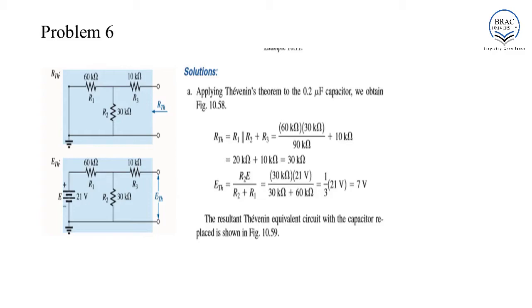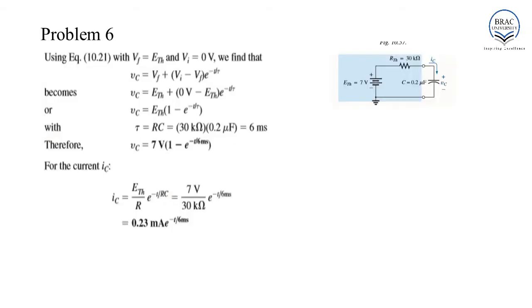In order to replace the complex network of the charging circuit by a simpler one, we apply the Thevenin equivalent theorem. R Thevenin in this case will be equal to 30 kilo ohm and E Thevenin will be equal to 7 volts. Now that we know the values of E Thevenin and R Thevenin, we can easily connect the capacitor to the Thevenin equivalent network and determine the values of VC and IC during the charging phase.